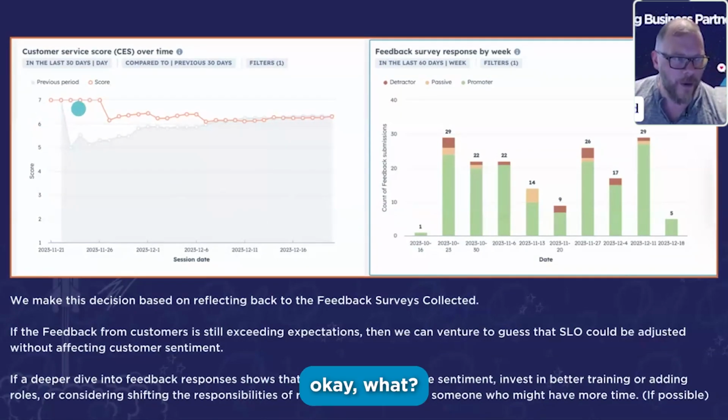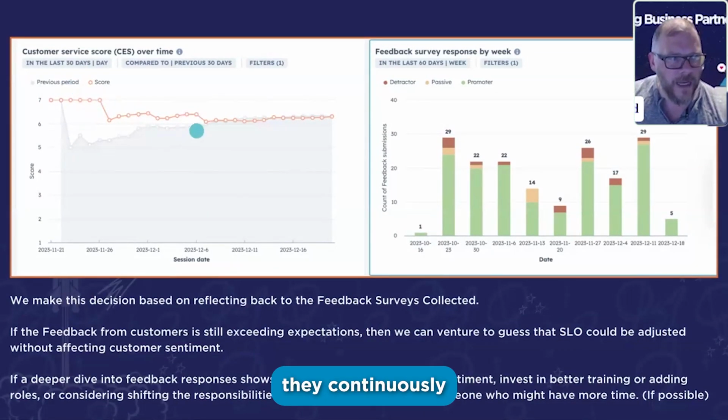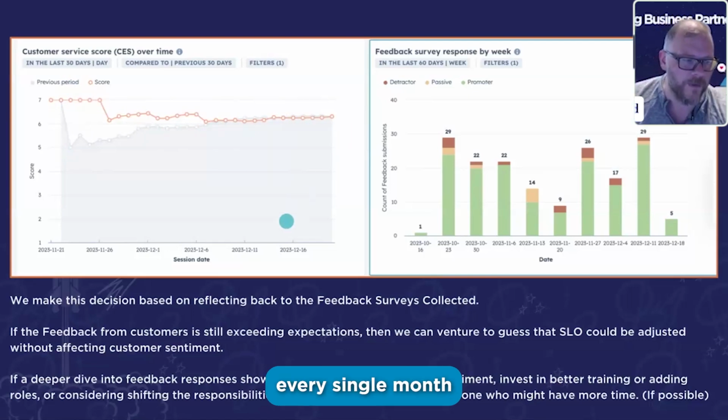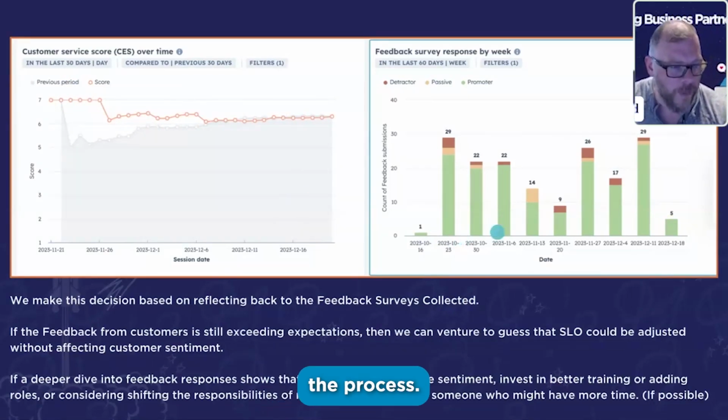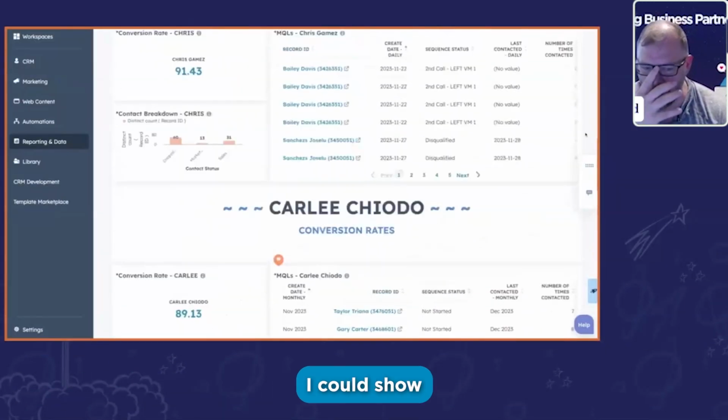But then they're able to say, okay, well, our score went down. We did this, it went up, and then it went back and kind of settled, right? But they continuously are trying to improve this every single month using their service level objectives. But again, none of it works if we don't follow the process. I got 20 different reports I could show. I got to know where to jump from.